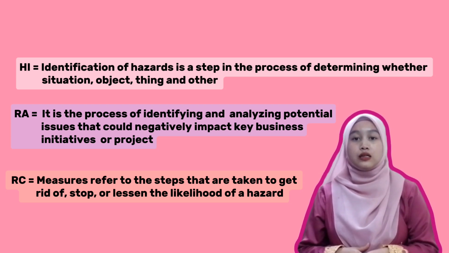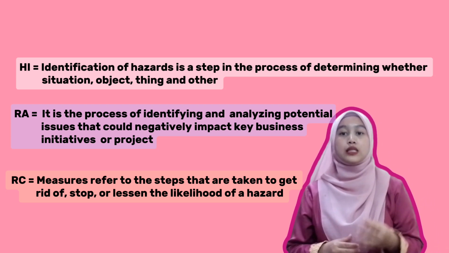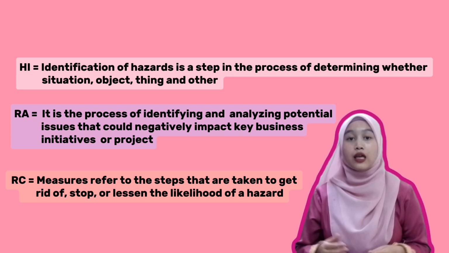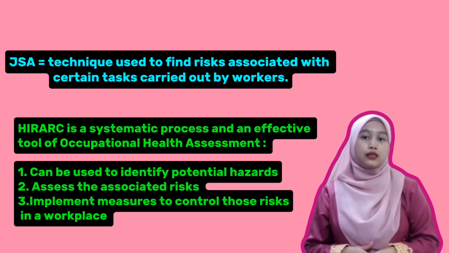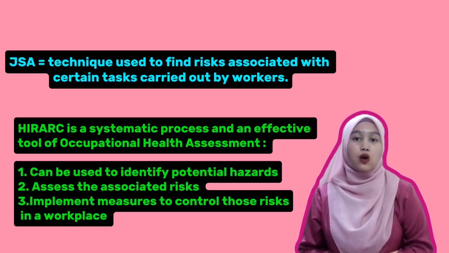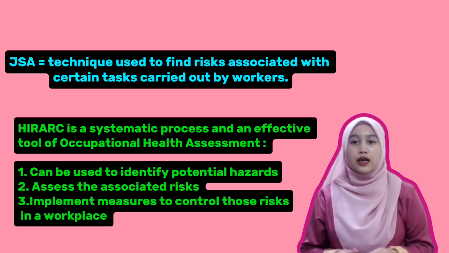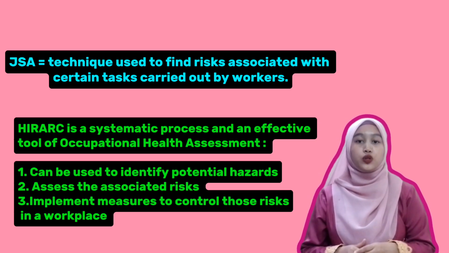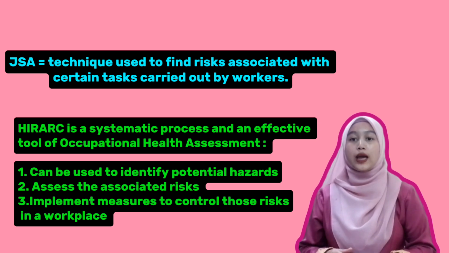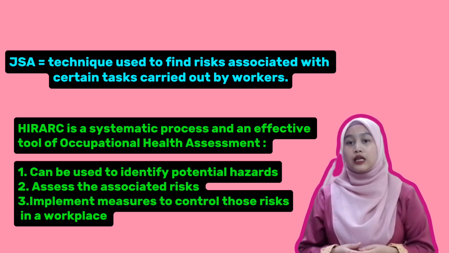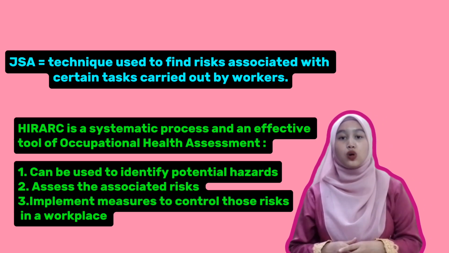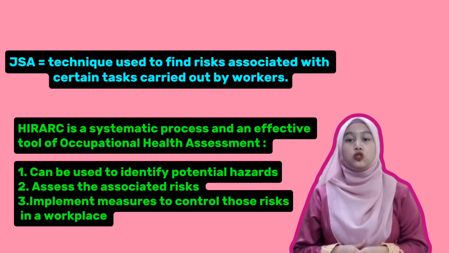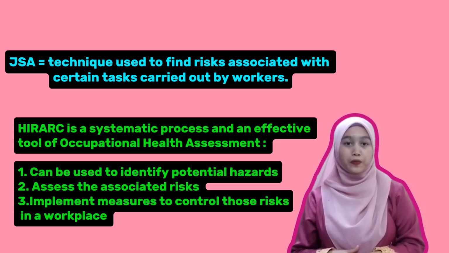Meanwhile, RC is risk control. Risk control measures refer to the steps that are taken to get rid of, stop or lessen the likelihood of a hazard that has been identified. JSA is a technique used to find risks associated with certain tasks carried out by the workers. Meanwhile, HIRAC is a systematic process and an effective tool of occupational health assessment that can be used to identify potential hazards, assess the associated risks and also implement measures to control those risks in a workplace. These two are very important in order to produce the right formulation for safe work procedure.